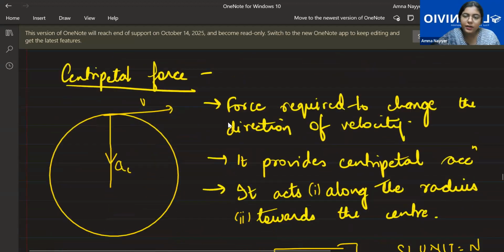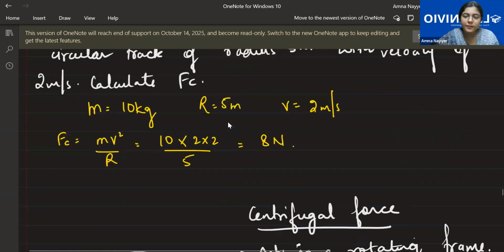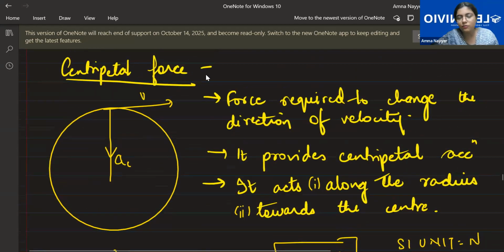So is the centripetal force clear to all? Yes, ma'am. Okay, please write it. And if you have any doubts from this, please clarify. You may have questions from here. Write it, and we will do another similar force before coming on.